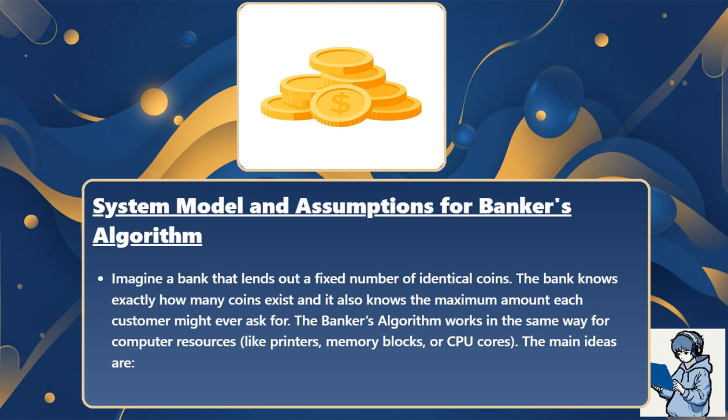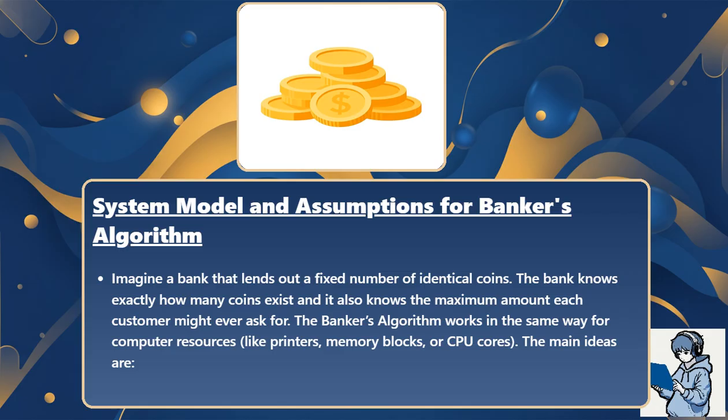Imagine a bank that lends out a fixed number of identical coins. The bank knows exactly how many coins exist, and it also knows the maximum amount each customer might ever ask for. The banker's algorithm works in the same way for computer resources like printers, memory blocks, or CPU cores.